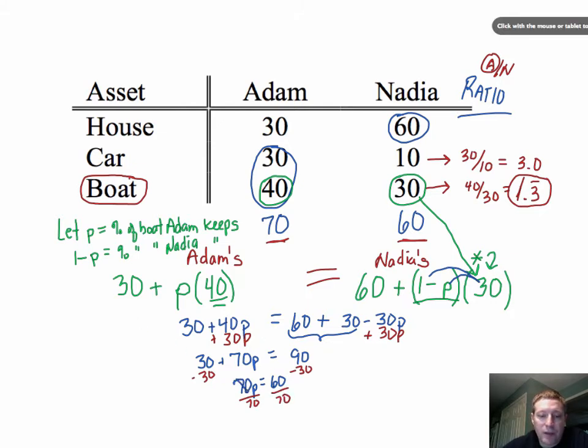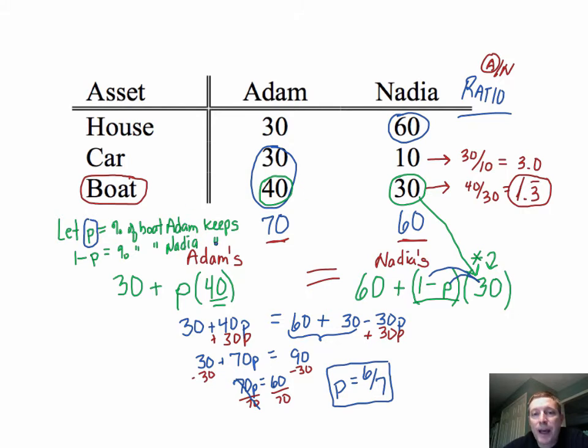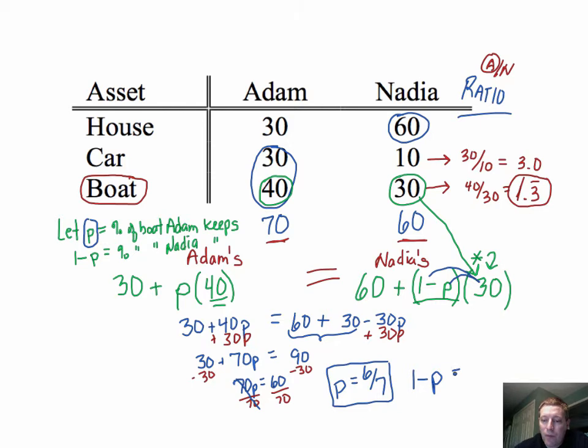The 70s cancel on the left side, and we end up with P equals 60/70ths, which I'm going to reduce in my head to 6/7. So we now know that P, which remember was the percentage of the boat that Adam keeps, is 6/7. Adam gets to keep 6/7 of the boat, which means, of course, that Nadia gets to keep the other fraction. 1 minus P would be 1/7. So Adam is going to keep 6/7 of the boat, and Nadia is going to keep 1/7 of the boat.